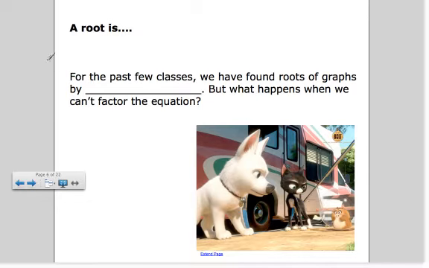A root is an x-intercept. And what I mean by that is when the function equals 0. So if you set f of x equals 0, that is what the root is, whatever x equals to make this true. For the past few classes, we have found roots of graphs by factoring. But what happens when we can't factor the equation?